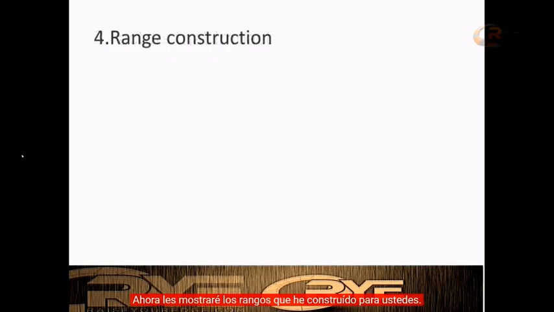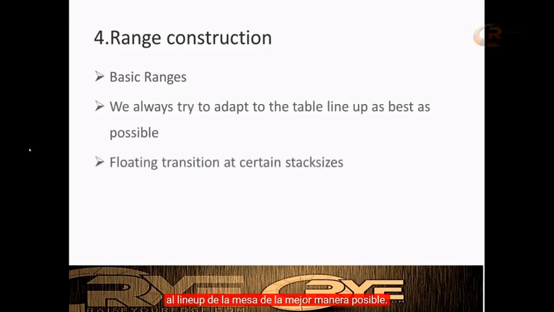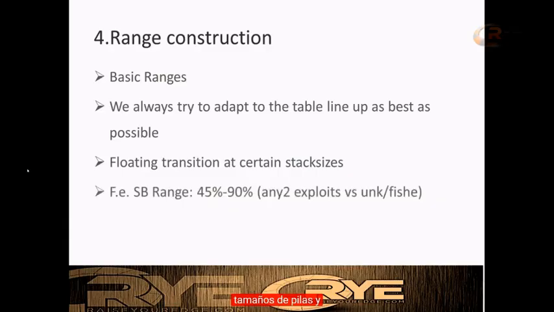Now I will show you the ranges I have constructed for you. They're basic ranges. You should always try to adapt to the table lineup as best as possible. The transitions are floating, so don't take the thresholds too seriously. Again, you should make adjustments at certain stack sizes and based on the table lineup.